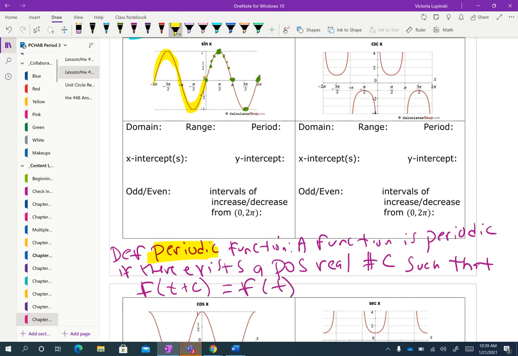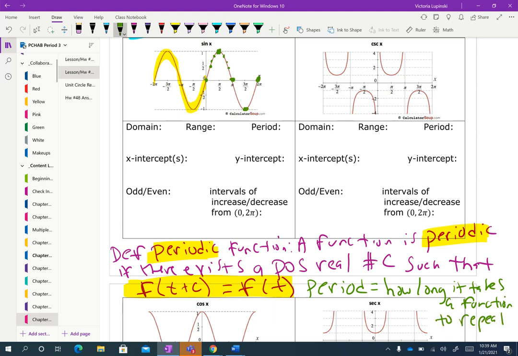So again, this is the formal definition of what it means to be periodic. And it basically means if from wherever you start, you can go through a set value and then get back to the same exact value, that's what it means to be periodic. Then an offshoot of that is the period. So what does it actually mean to be a period? That is how long it takes a function to repeat. So repeat, periodic, hopefully it makes sense that that stuff all kind of goes together.